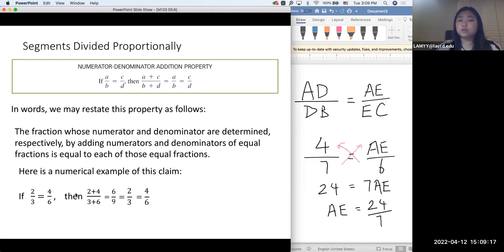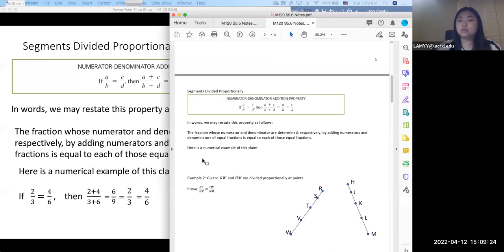Hey, write it down in your notes. Your notes are missing this part here. Write it down here. This is just an example to show the property.